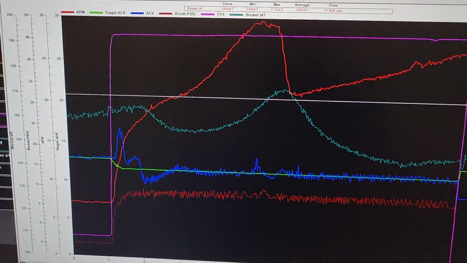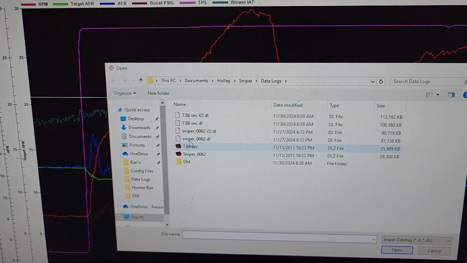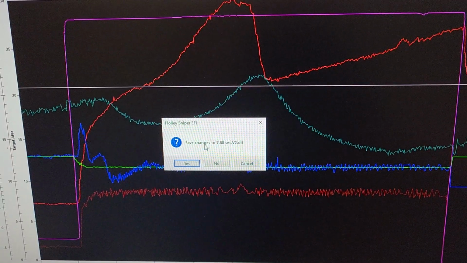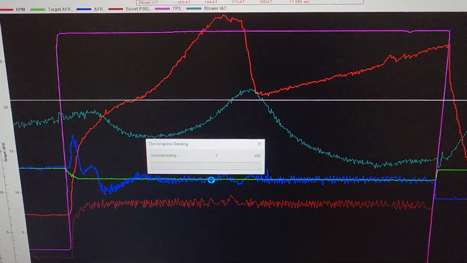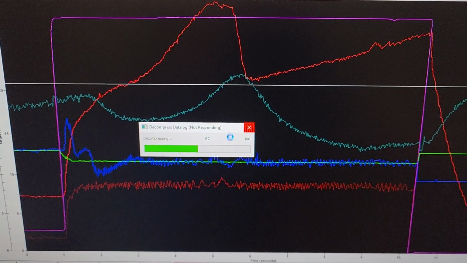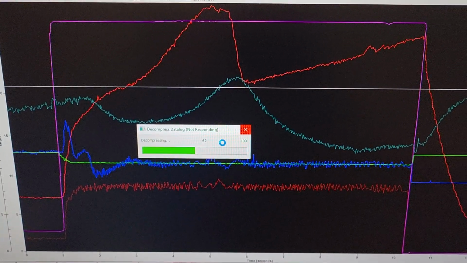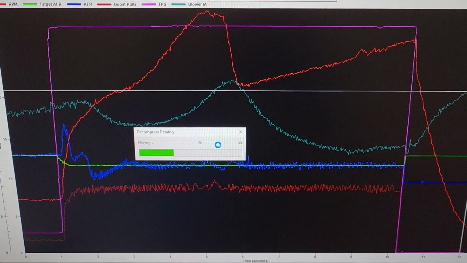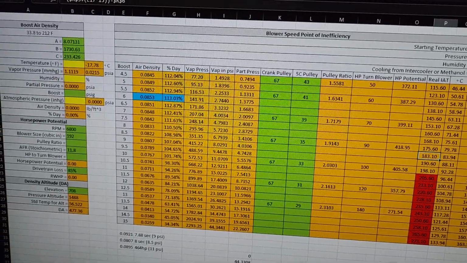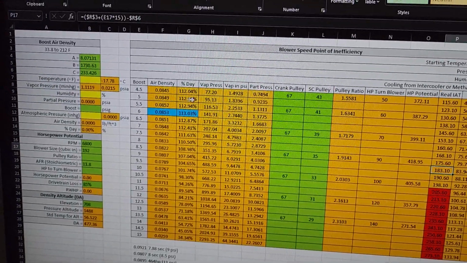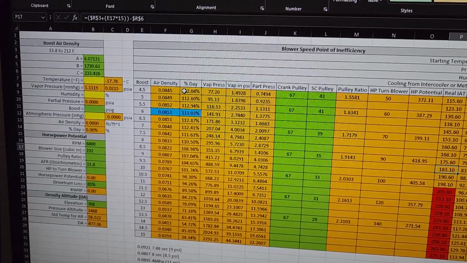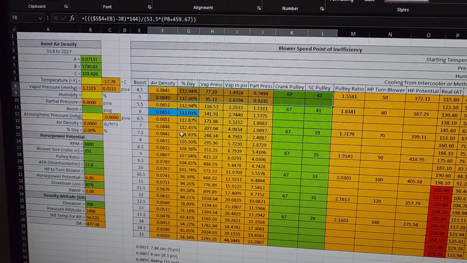Here, open data log, and we'll open that 7.8 second run, just to show you the validity of this temperature. Let that run for a second. Okay, so that is how you do the density calculations, and you just run that. You only have to do one cell, and then you just drag and drop.